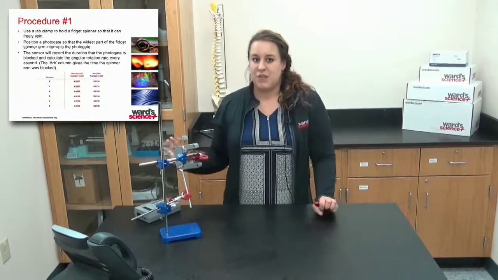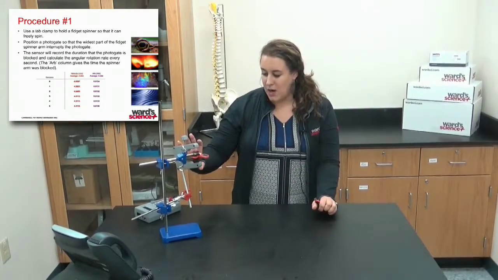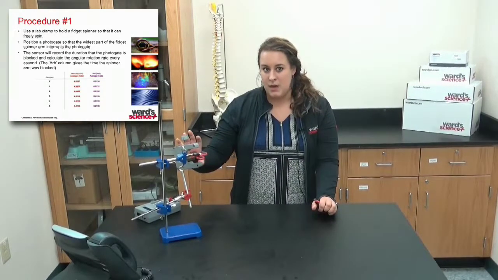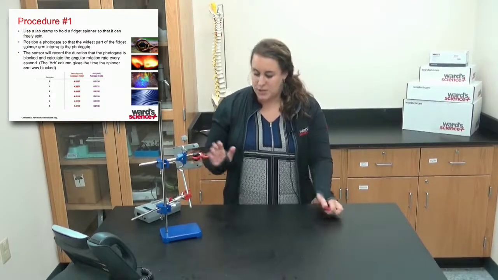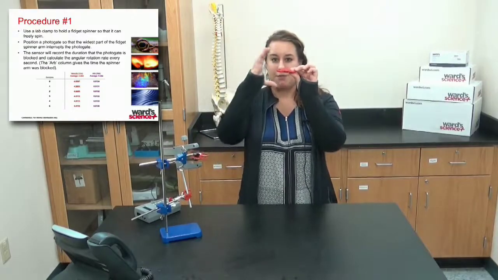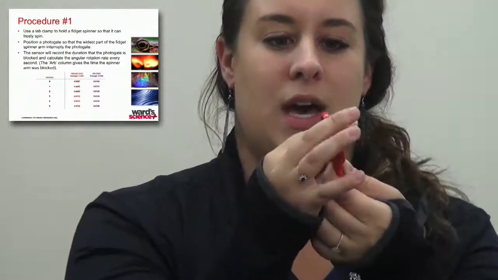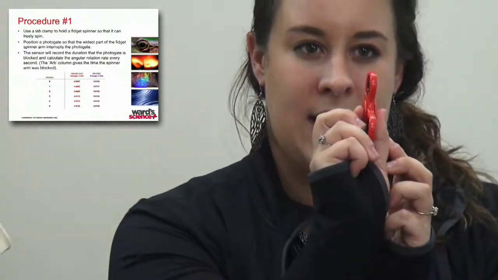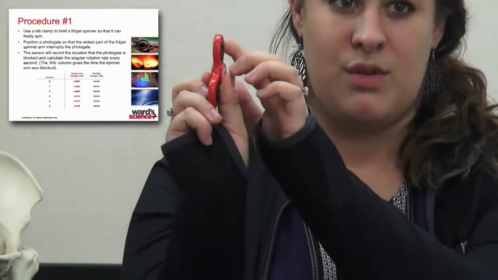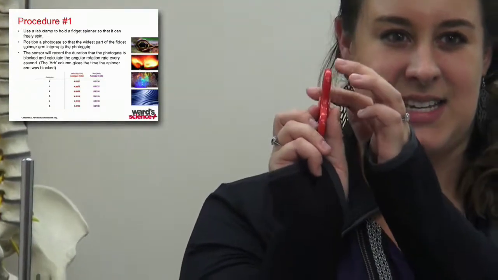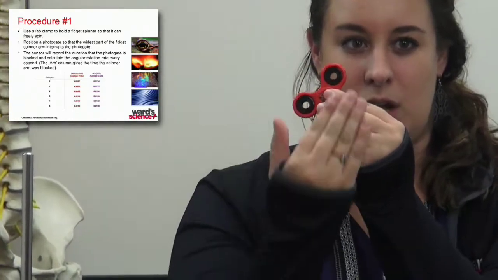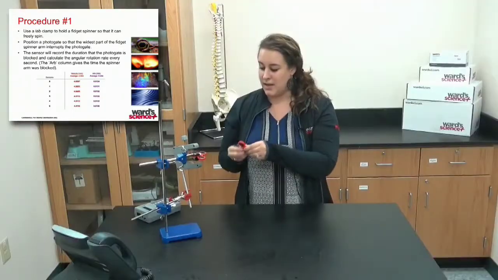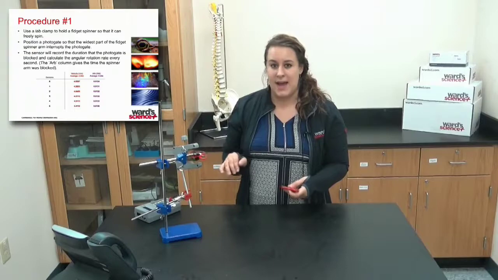So you'll want to position the photo gate so that the widest part of the fidget spinner arm interrupts the photo gate. If the spinner is like this, then the photo gate will want to be around it. You don't want to do it this way, because when it's this way it's very narrow. But if you have it here, then there's a chance that the photo gate will collect the entire surface area and it'll be nice data. So that's why I have it set up this way.